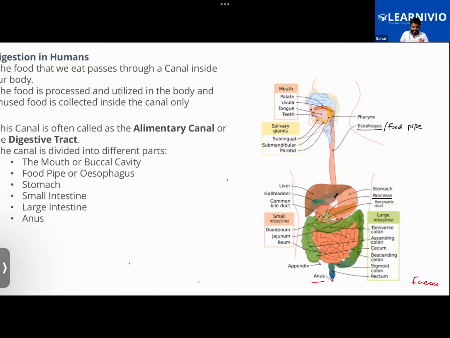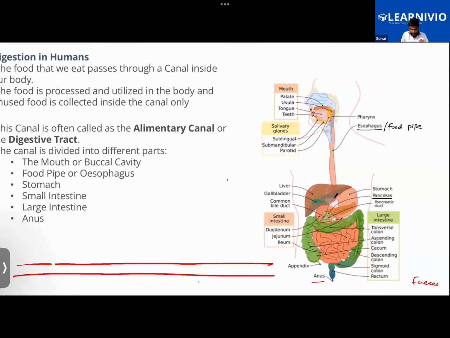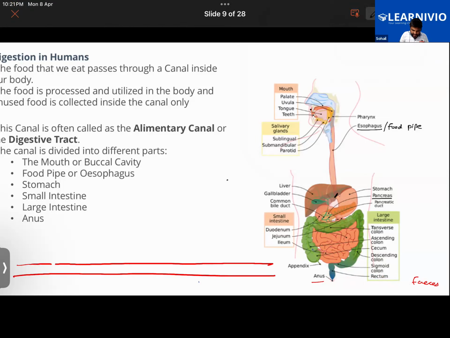So you guys can see here that there's a continuous canal-like structure. If I were to divide it into different parts, I would say the first part was the food pipe in this canal. In the next part, we had the stomach. Then after the stomach came the small intestine. Isn't it, guys? After the small intestine, in the path, we had the large intestine. And finally, via this hole, it came out. That is basically the anus. This was the mouth.